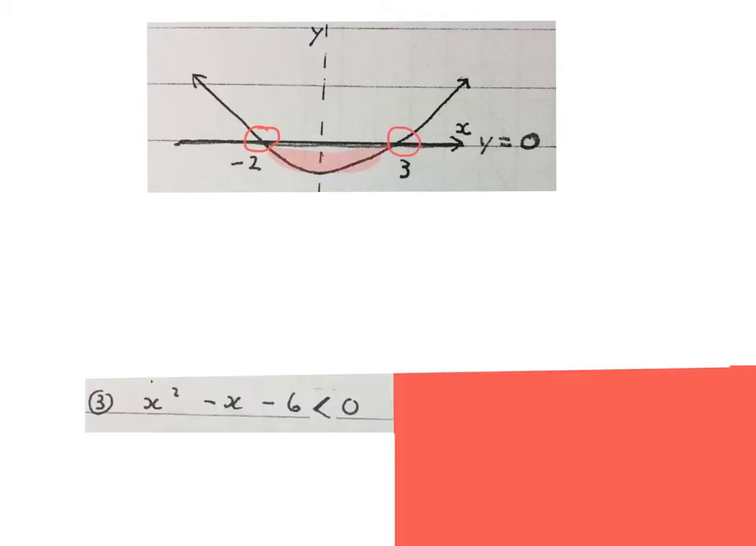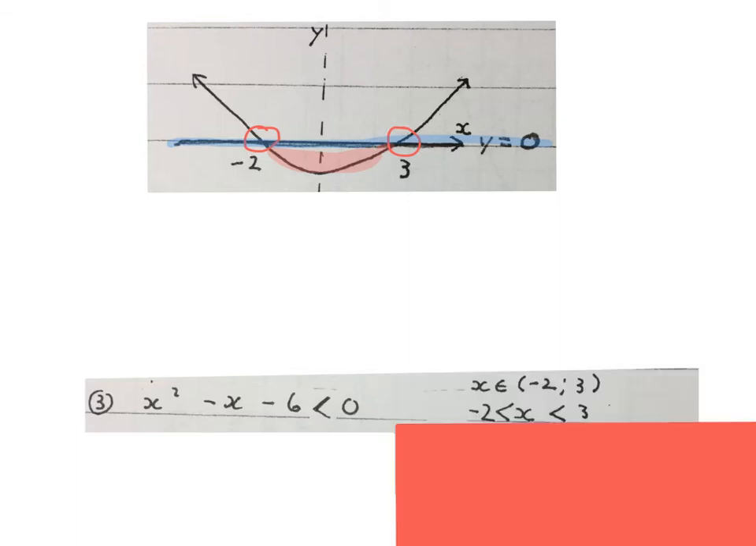The next inequality asks where is x squared minus x minus 6 smaller than 0, which will be like this. There is no equal, so we exclude the minus 2 and the 3, and we will use the part of the parabola that is underneath y equals 0. So then our answer will look like this. We're going to use the x values between minus 2 and 3. X is bigger than minus 2, smaller than 3. You can write it like this or like this, excluding the minus 2 and the 3.